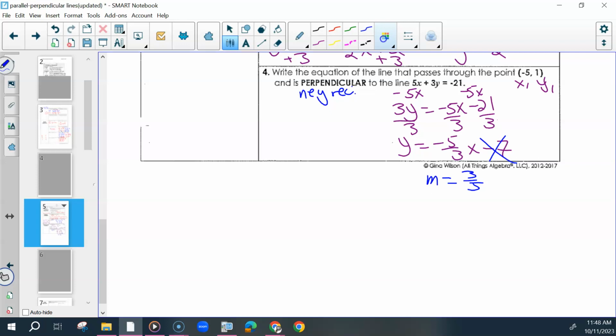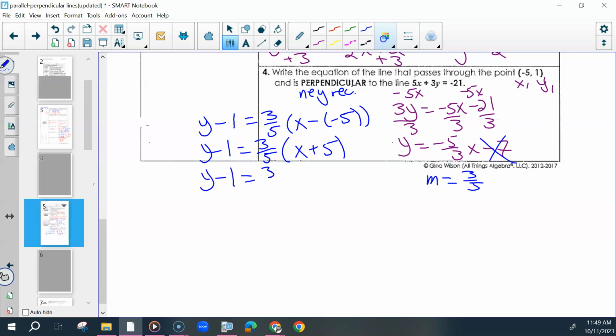Now we have our m, our x1, our y1. We can put those all in. Y minus our y1, which is 1, equals our slope 3/5 times x minus a negative 5. What's our first step? Make it positive, change that first. So if we start distributing and we haven't changed that, we're going to end up with wrong things. Right. Then we can distribute.